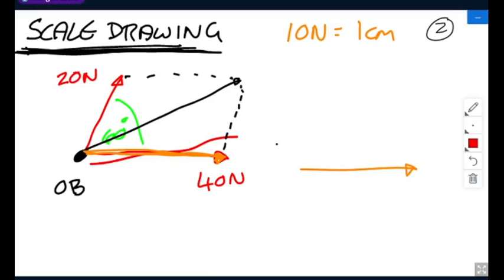How long would it be? Well, I've got 40, so it's going to be 4. 4 centimeters or 40 millimeters. It's up to you. It's got to be to scale, so it could be 4 miles, it could be 4 kilometers, as long as it's 4.